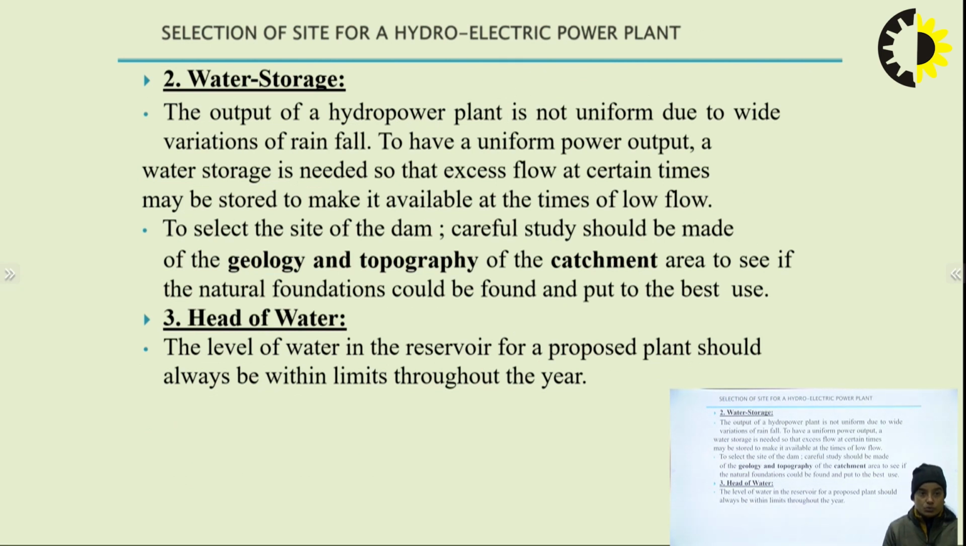Second is the water storage. The output of a hydropower plant is not uniform due to wide variations of rainfall, and to have uniform power output, a water storage is needed so that excess flow at certain times may be stored to make it available at the times of low flow.